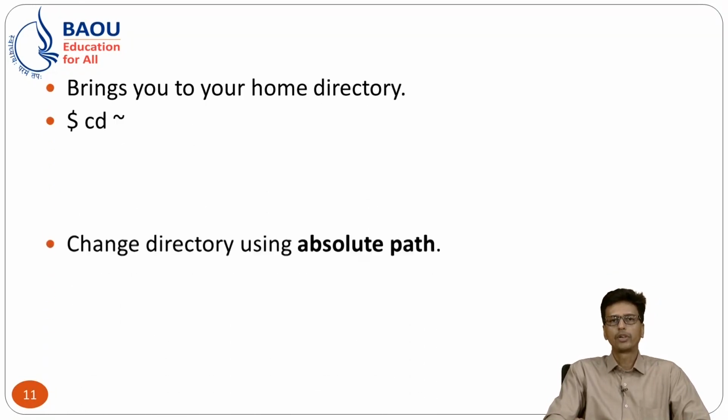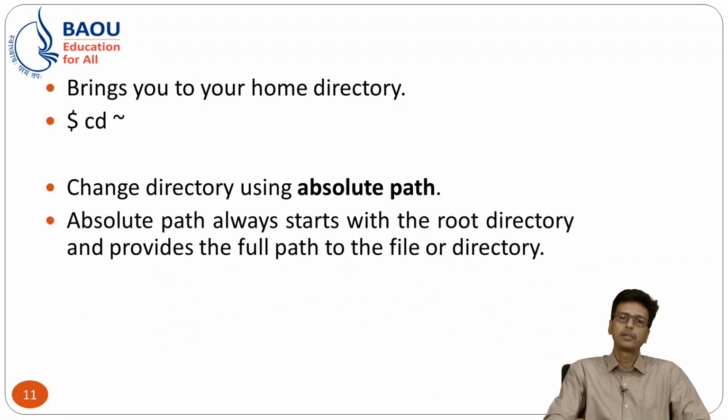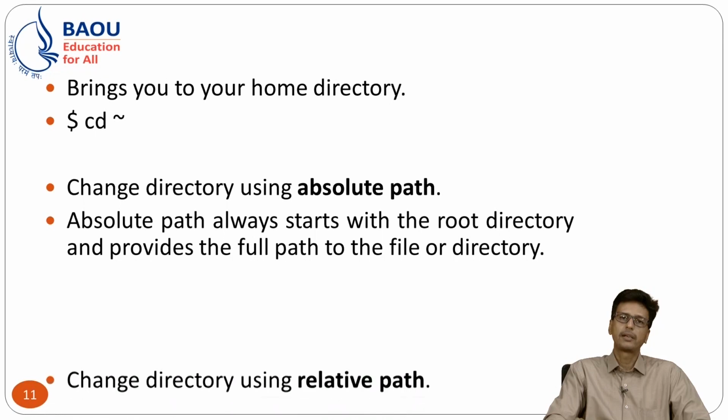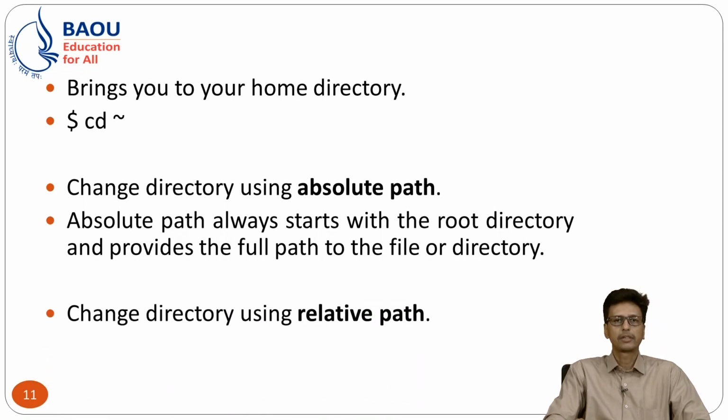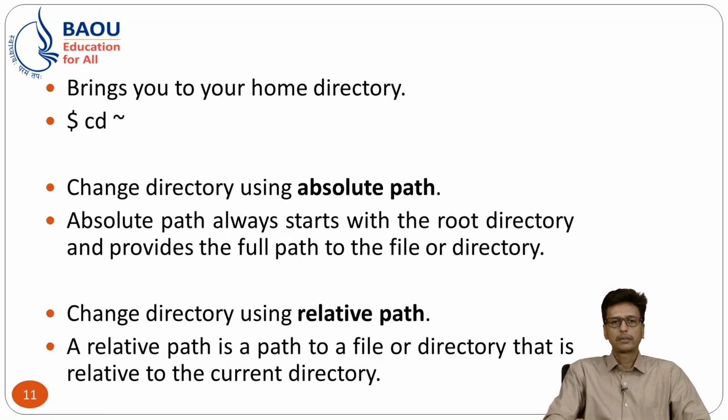But suppose you want to move to another directory that is not in the current directory, the location is at a different level, in that case you have to use the absolute path. You can see here, the absolute path always starts with the root directory. So if you want to change to a directory stored in some different location, you have to pass the whole path, the actual location, that is nothing but the absolute path.